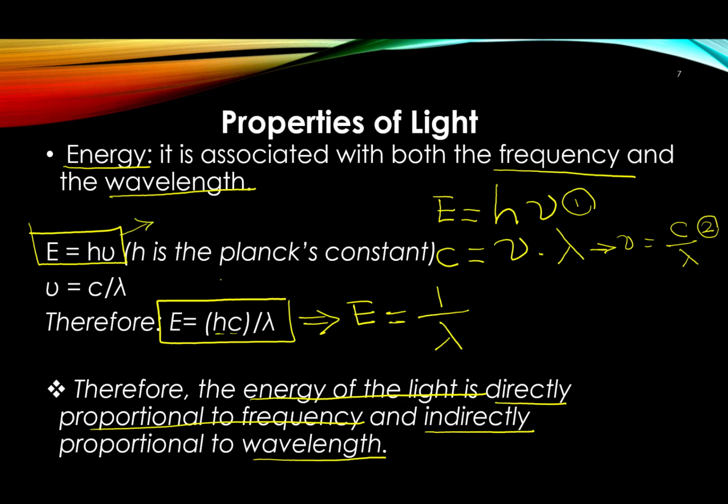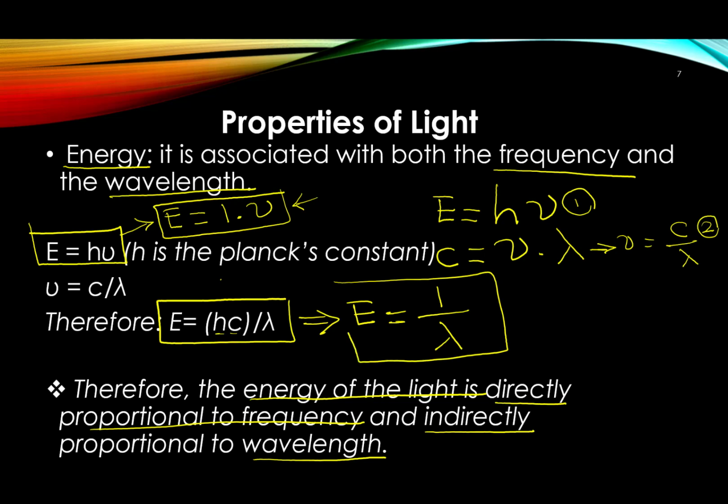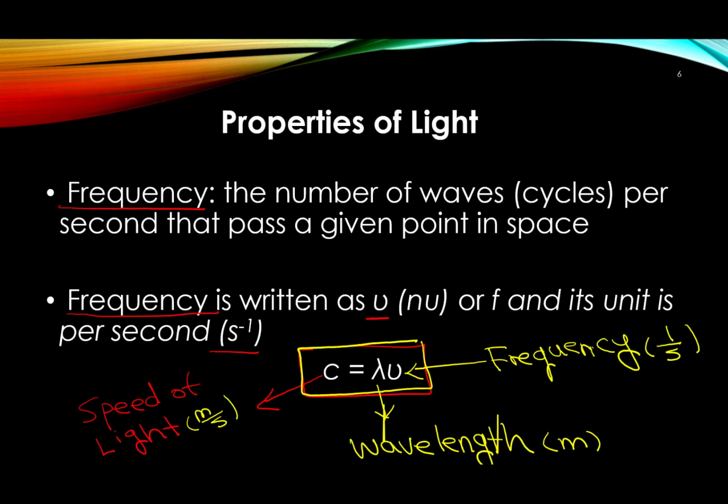Because when you look at this equation, the energy of the light is equal to h, the Planck constant, which I just give a number 1, and nu is frequency. Then as you could see here, based on this equation, the energy of the light is directly proportional to frequency, whereas it's indirectly proportional to wavelength.